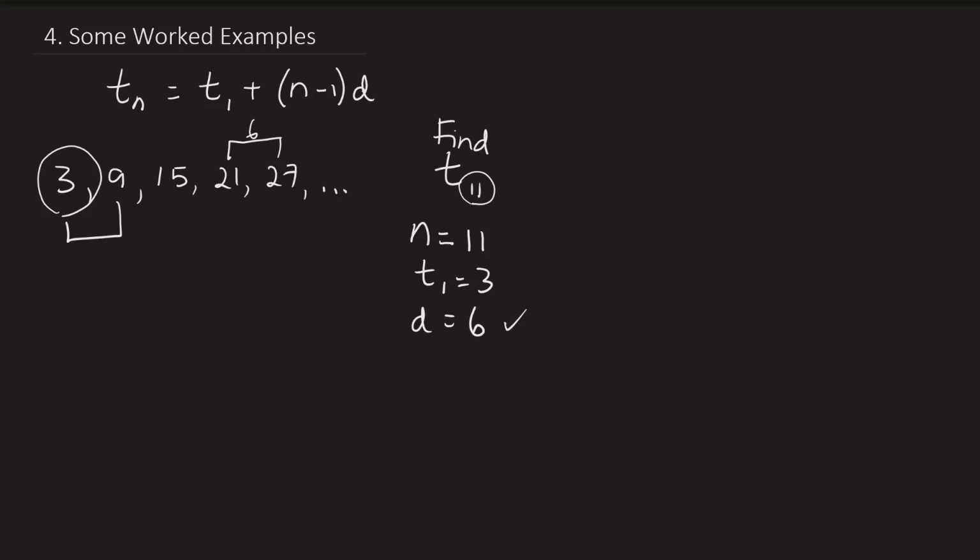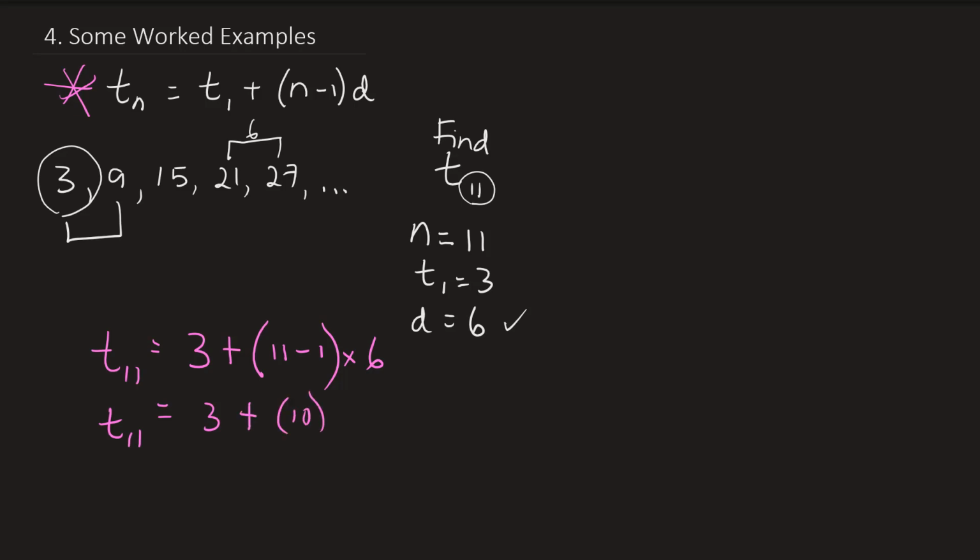So now we can substitute these values into this equation here, so that T11 is equal to the first term 3 plus n, which is 11, minus 1, multiplied by the common difference, which is 6. So we'll just need to finish off this calculation. T11 is equal to 3 plus 10 multiplied by 6. 10 multiplied by 6 is 60. Therefore, T11, or the 11th term, is 63.